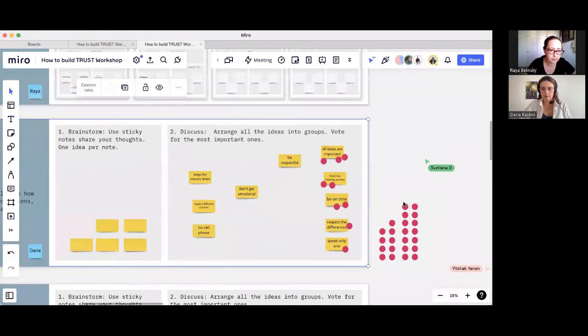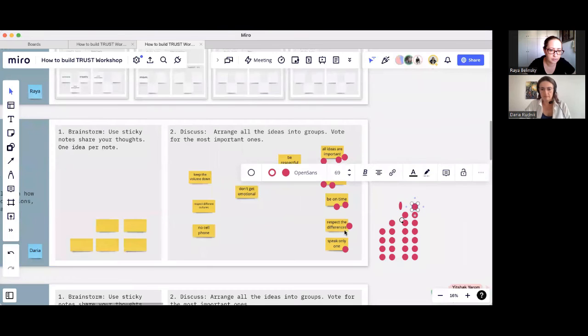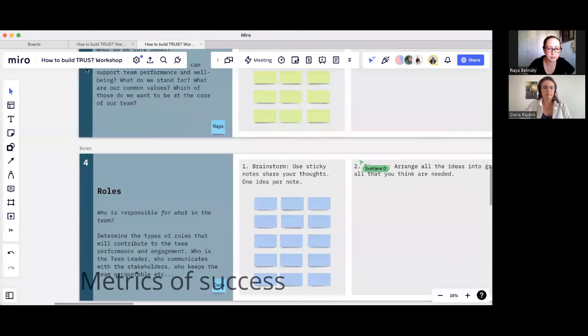Okay, so let's continue with the team values.